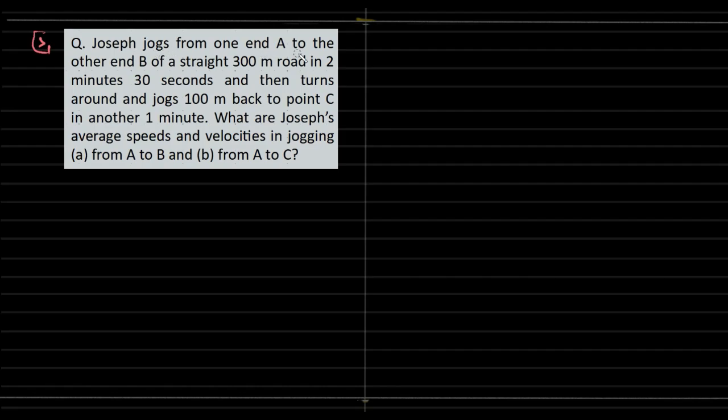Joseph jogs from one end A to the other end B of a straight 300-meter road in 2 minutes 30 seconds and then turns around and jogs 100 meters back to point C in another 1 minute. What are Joseph's average speed and velocity in jogging from A to B and from A to C?